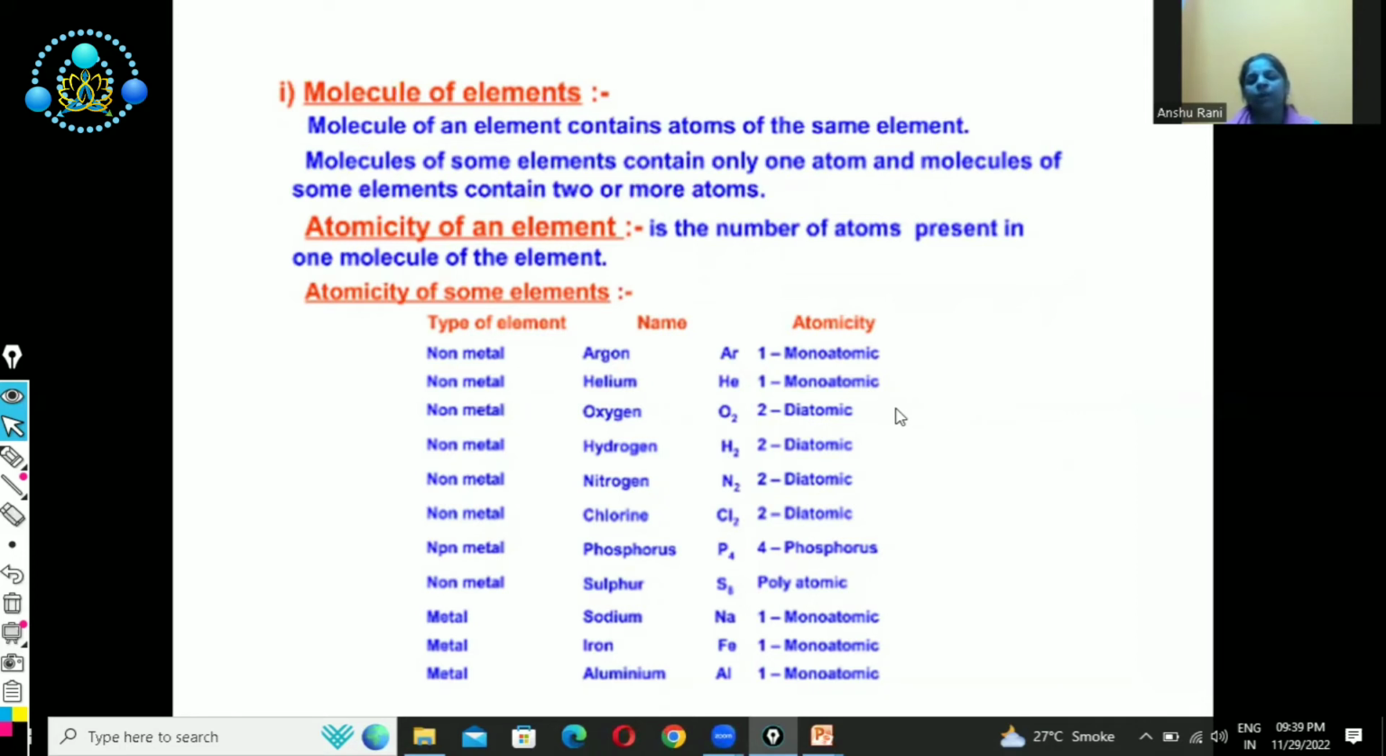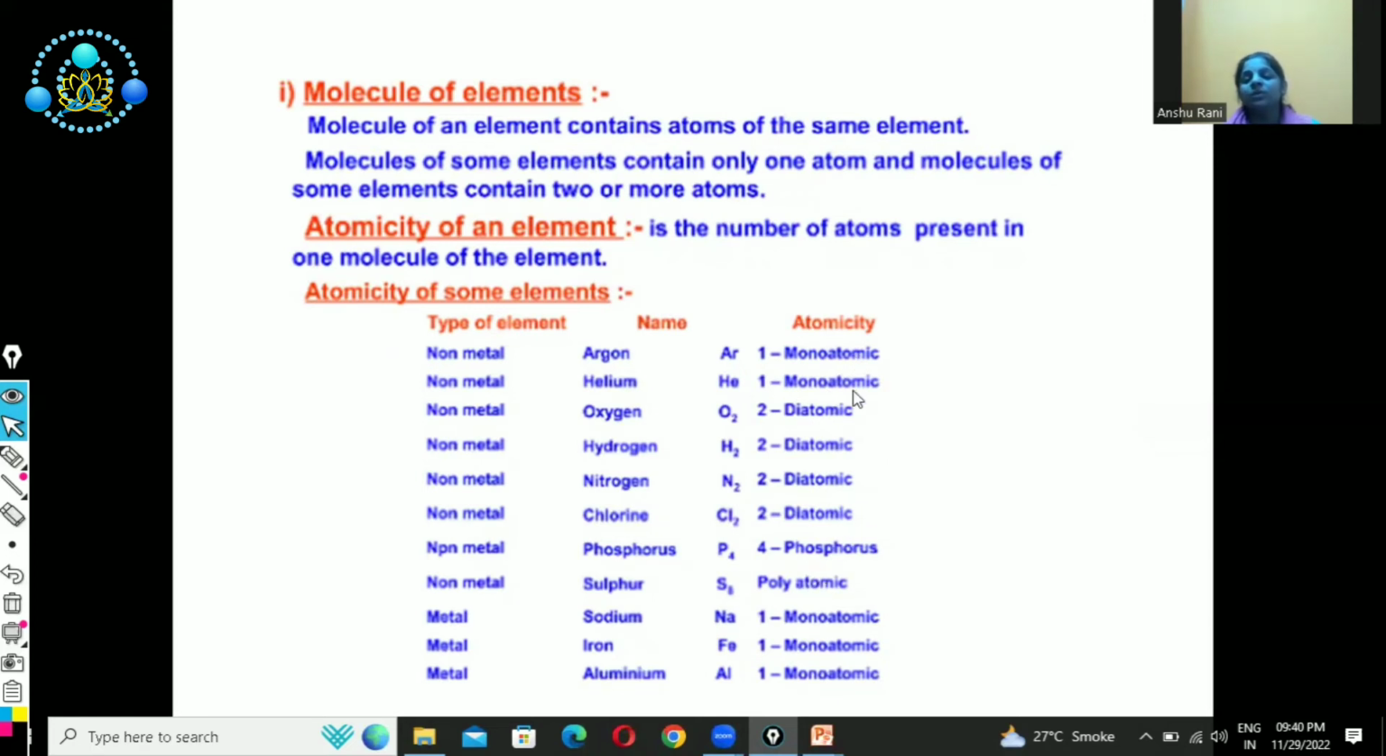They are monoatomic. Then we can have diatomic. Di means 2, where 2 atoms are combined to form a molecule. Like oxygen, hydrogen, nitrogen, chlorine, these are diatomic gases. Then you can have triatomic. Tri means 3, where 3 atoms will be combined, like ozone, O3. Then you can have tetraatomic. Tetra means 4, where 4 atoms are joined together, like phosphorus, P4. Then poly. Poly means many, where more than 4 atoms are combined, like you are having here acid, a polyatomic molecule.